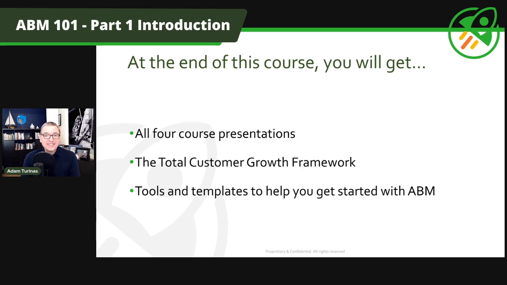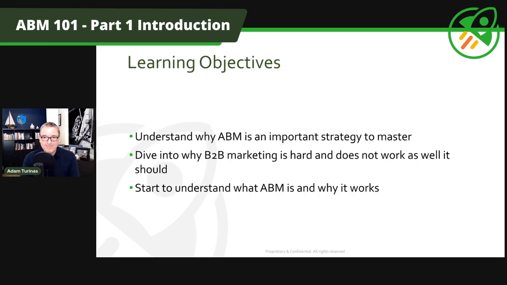At the end of this particular course, the ABM 101 course, you're going to get a lot of different assets that you can start putting into action. You're going to get all four course presentations, the presentations from each one of these 4 classes. You're going to get the total customer growth framework. I'm going to explain total customer growth as we go through the course. And then you're going to get a load of tools and templates to help you get started with ABM. This course is designed to help you understand the concepts, but really get moving into action with ABM.